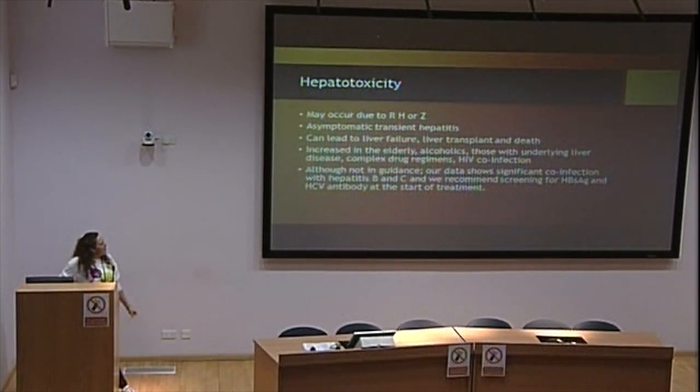So just a brief word about hepatotoxicity. As I said, it can be caused by any of the three: isoniazid, rifampicin or pyrazinamide. It's often asymptomatic and transient, so we do LFTs at 2 weeks, and if they haven't increased by a significant amount, we just need to repeat them to make sure they're coming back down. It can be very severe, as I've mentioned before, and is increased in elderly alcoholics, those with underlying liver disease or complex drug regimens, and HIV co-infection. And I talked about hepatitis and HIV screening.